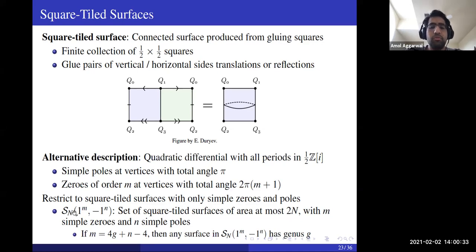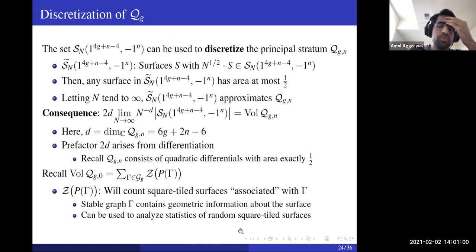We'll define S_n(1^m, -1^n) to be the set of all square tiled surfaces of area at most 2n, so at most 2n squares involved in this gluing procedure, with m simple zeros, so m vertices whose total angle is 4 pi, and n simple poles, so n points whose total angle is pi. If m is 4g plus n minus 4, then the surface has genus g. As I said before, the space S_n can be used to discretize the principal stratum.